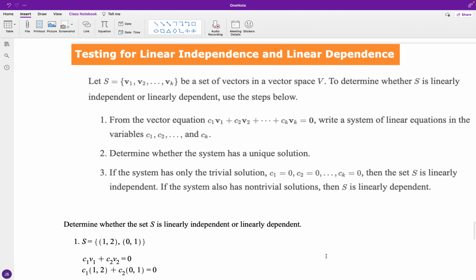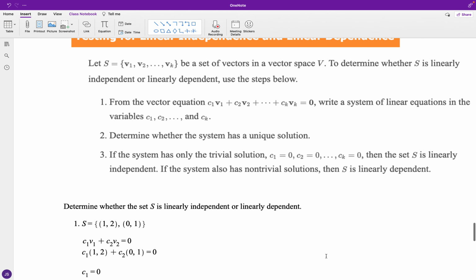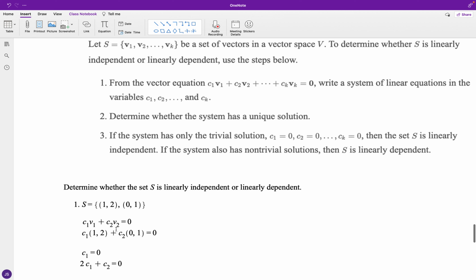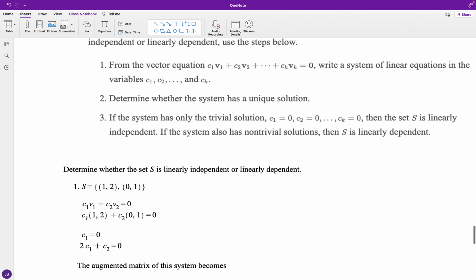Say S consists of (1, 2) and (0, 1), and we set the combination to 0. So we have c1v1 plus c2v2 equal to 0, so c1 times (1, 2) plus c2 times (0, 1). With the combination, you get c1 plus nothing, and c2, equal to 0. So you have c1 equal to 0, and 2c1 plus c2 equal to 0. And you could just substitute it.